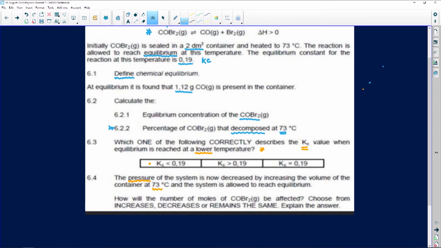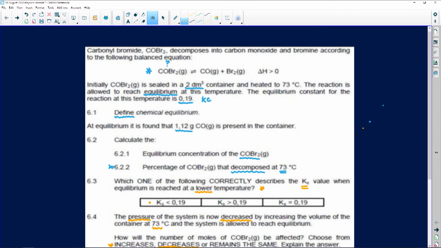How will the number of moles of COBr2 be affected? If they give you increases, reduces, and stays the same, only choose from those: increase, decrease, or remains the same. Remember, if the pressure is decreased, it means that we are increasing the space between the particles. A decrease in pressure favors the side with a larger amount of moles.